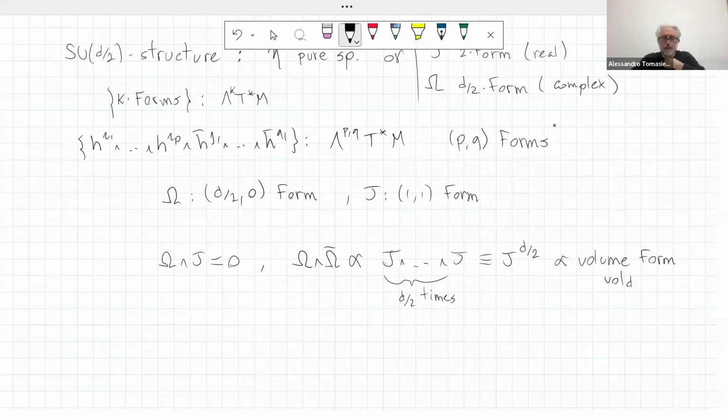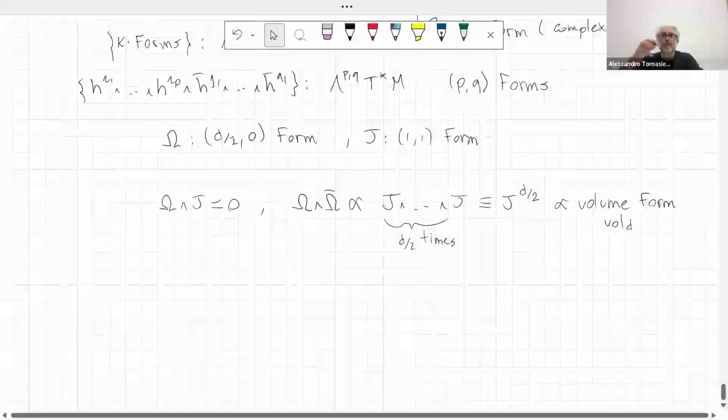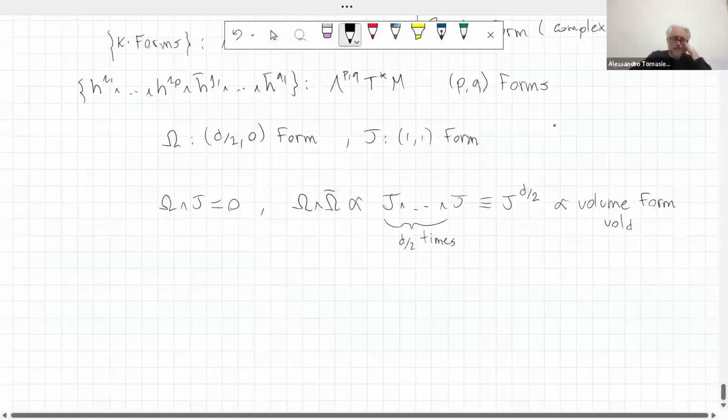After all, J, remember, is a 2 form. It is a 1 comma 1 form, but in particular a 2 form. So if you take d over 2 wedges with itself, you get a d form, which is the correct degree for a volume form. And omega is a d over 2 form, so omega bar also, so the wedge product also gives you a form of top degree. Important case.